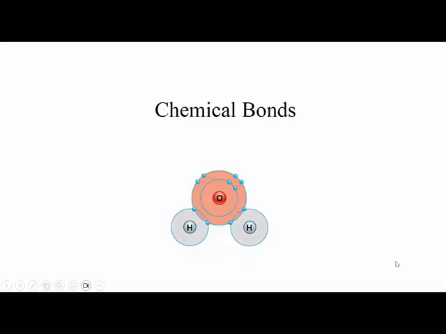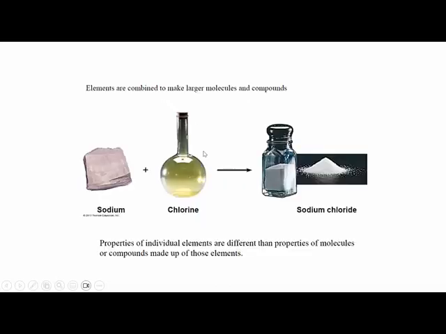Atoms interact with each other in order to form molecules and compounds, and the interactions that are created to form molecules and compounds are called chemical bonds. We're going to talk about a few different types of chemical bonds and why the atoms of these different elements form these types of bonds.